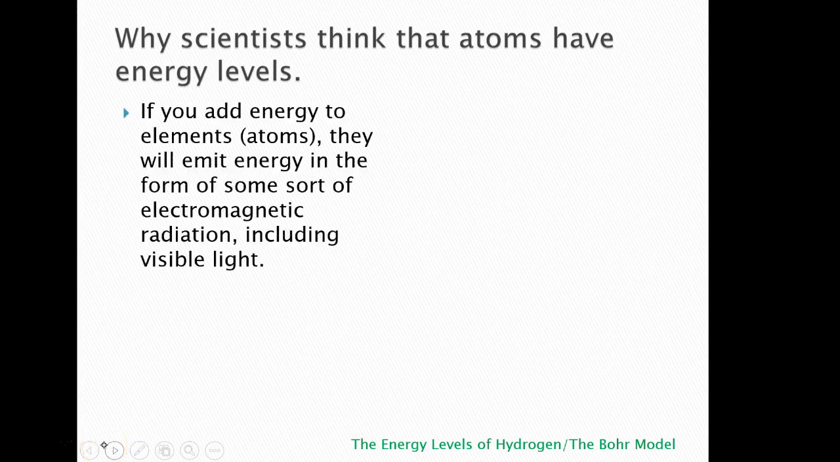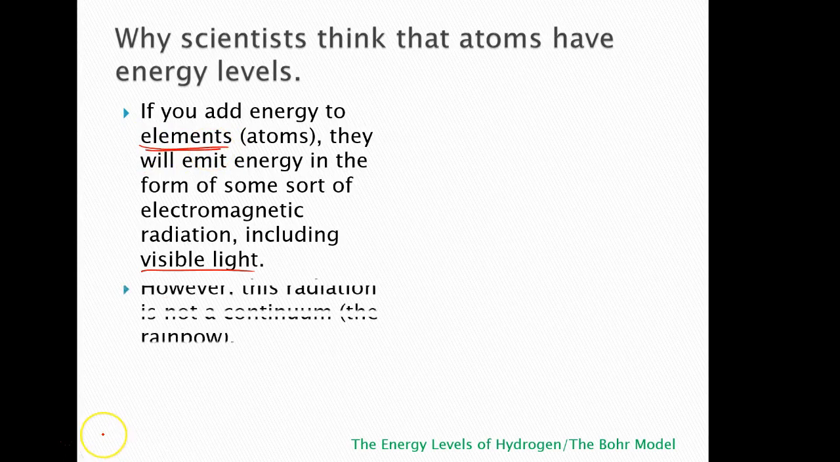So if you add energy to the elements, they are going to emit energy in the form of some kind of electromagnetic radiation. So visible light is part of that spectrum. But so is radio waves and infrared, which is heat, and ultraviolet. They're all different forms of energy. But the thing is, when you do it just to elements, individual elements, you don't get a rainbow.